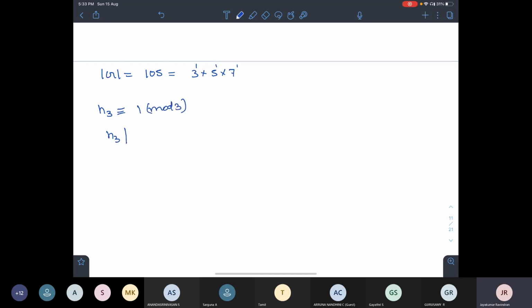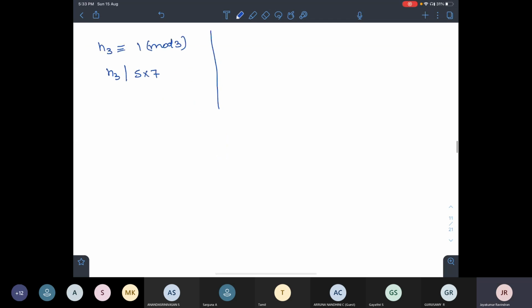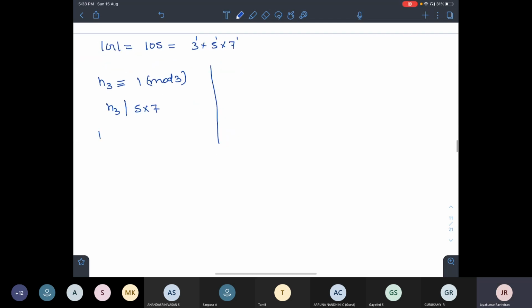n3 divides 5 into 7, all the remaining except 3. So what are the possible things? It can be 1, it can be 5, it can be 7, or it can be 35. These many possibilities, and we check.